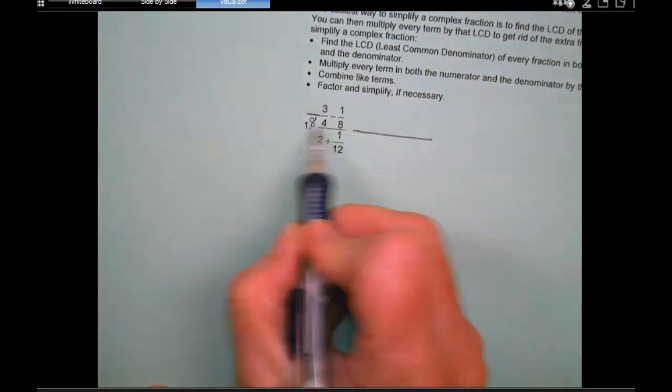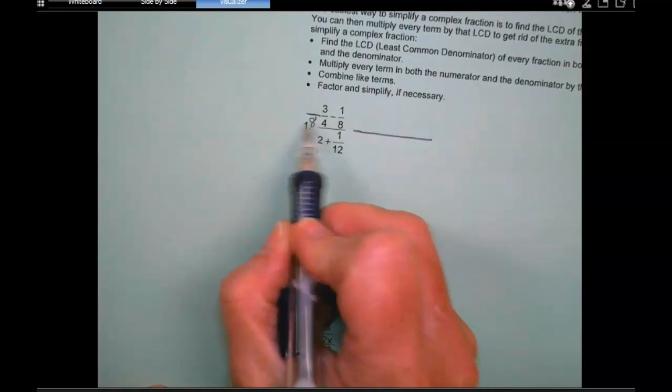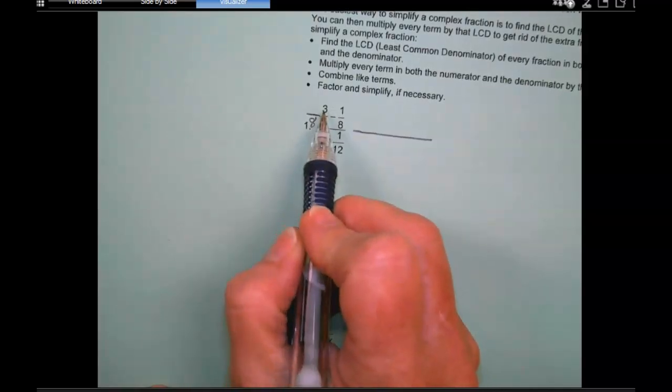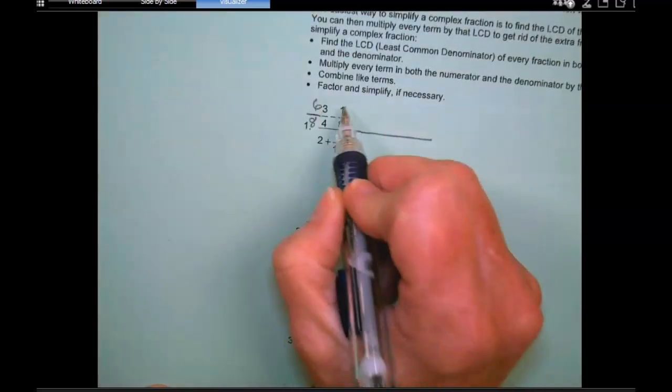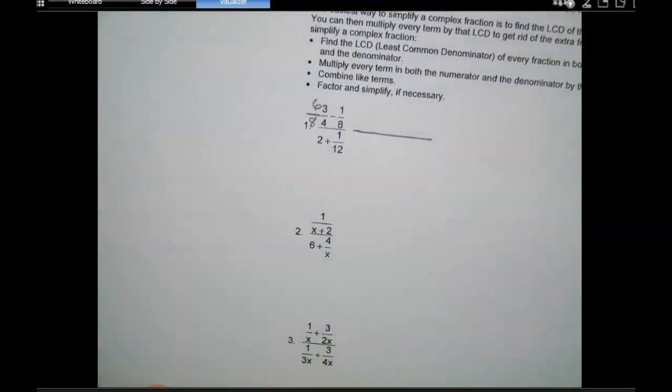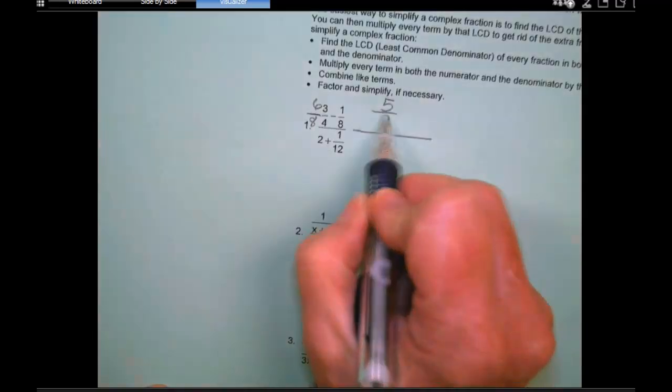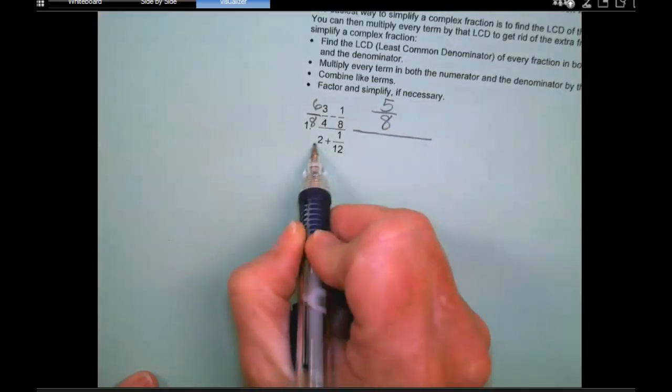So what did I have to multiply the 4 by to make it an 8? 2. So I had to multiply the 3 times? 2. Okay, so I have 6 eighths minus 1 eighth, and what does that give me? 5 eighths. Look at you. So I'm going to put a 1 under the 2.